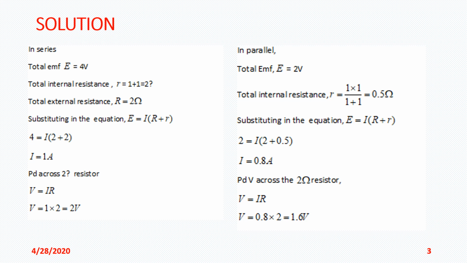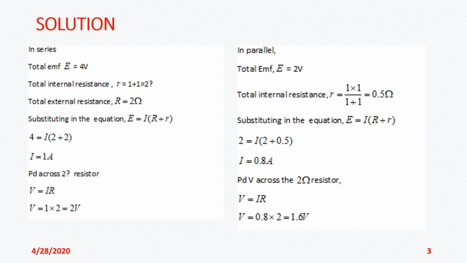Okay, so now in order to get the potential difference across the 2 ohm resistor, that will be the current times the resistance, that is 1 times 2, that gives us 2 volts. So this means that if you connect a voltmeter across this 2 ohm resistor, it will read 2 volts. And if you connect an ammeter in series with the external resistance, then the ammeter will read 1 ampere.